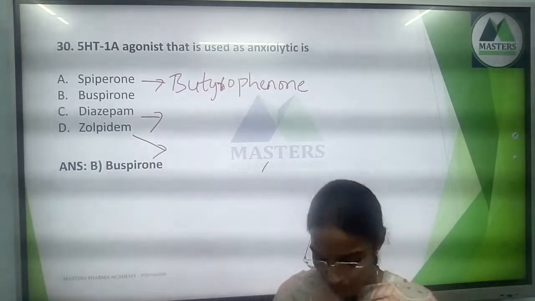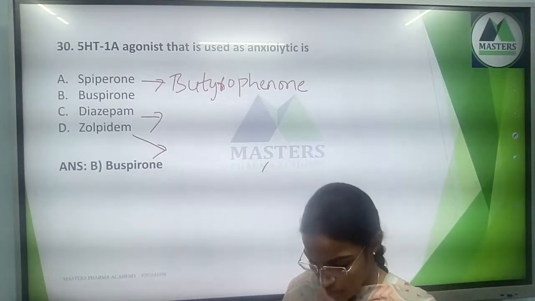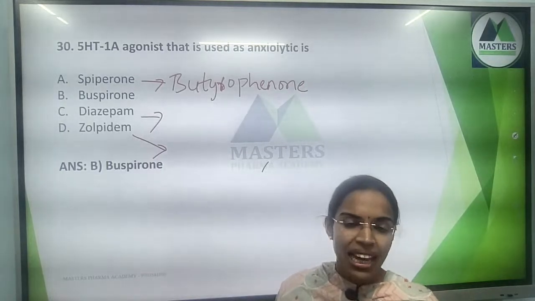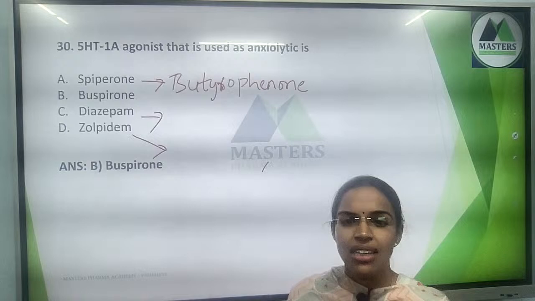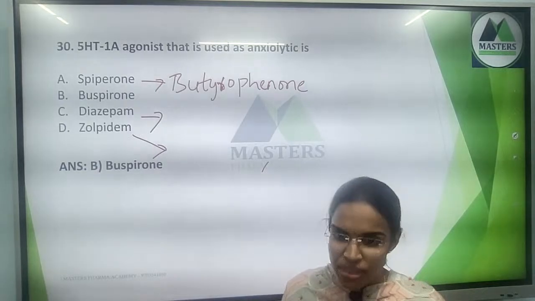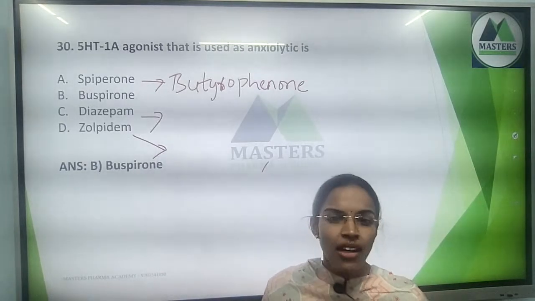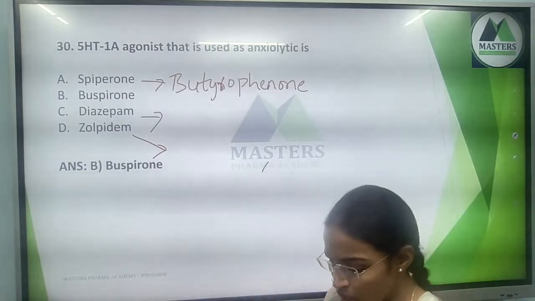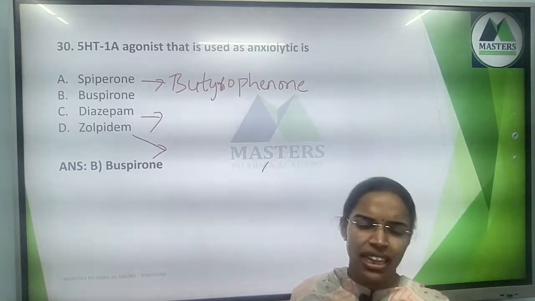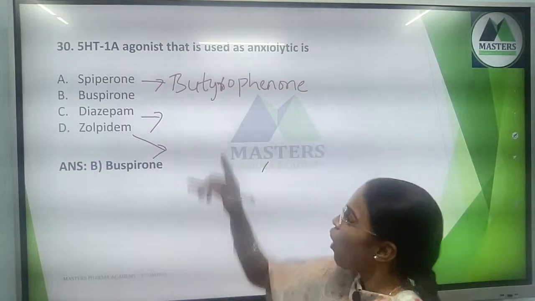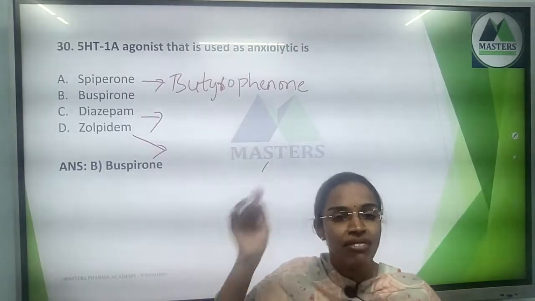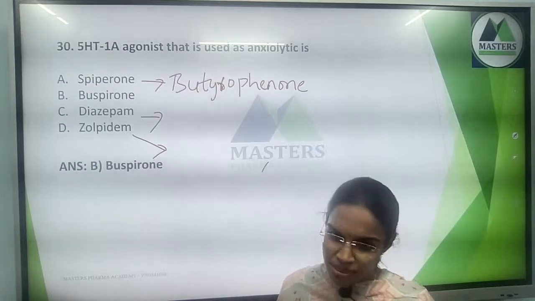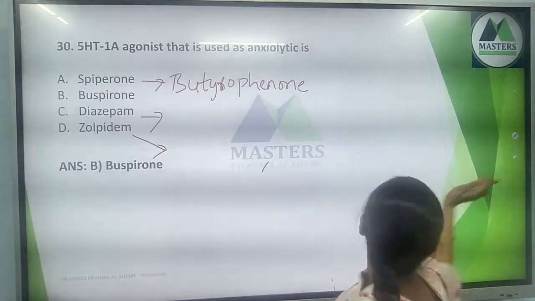And zolpidem. Zolpidem is a GABA receptor agonist. It is a non-benzodiazepine sedative hypnotic. It is a GABA receptor agonist which acts as a sedative hypnotic. It is also an anxiolytic agent. So all are anxiolytic agents, but the 5-HT1A agonist is buspirone. Okay. Very good.